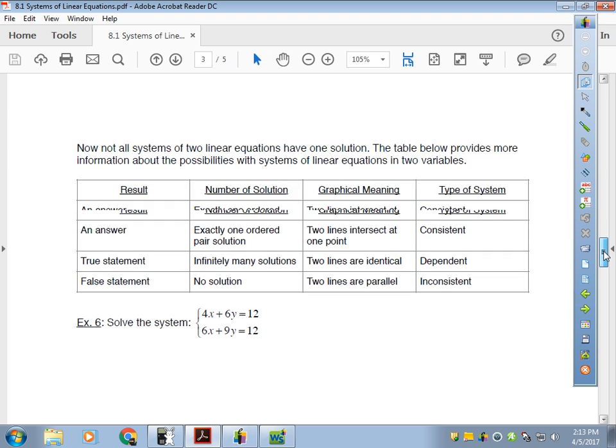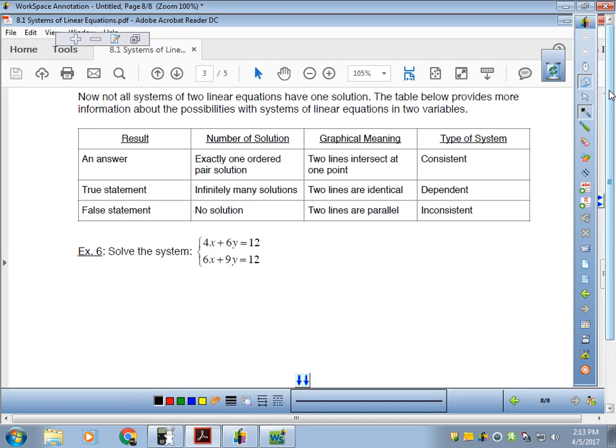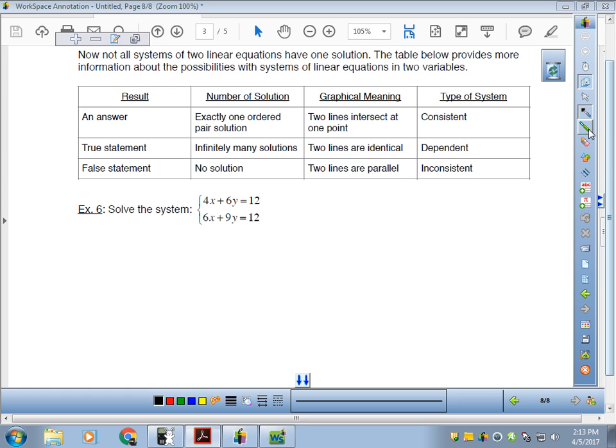Now, here is the thing. Not all systems have solutions. There's actually 3 different possibilities that you can end up with when you are solving a system. The first one is what we've looked at so far. When you solve the system, you get an answer. You get x equals this and y equals that. So in terms of number of solutions, you get exactly one solution. You have exactly one ordered pair that works.